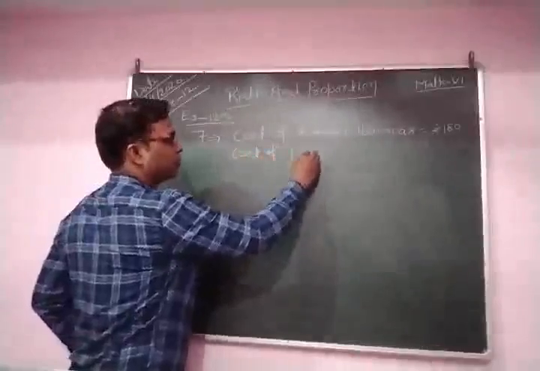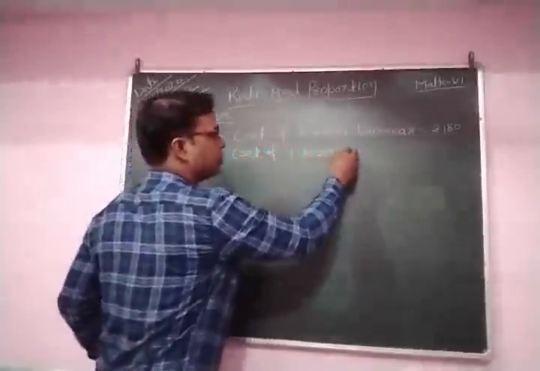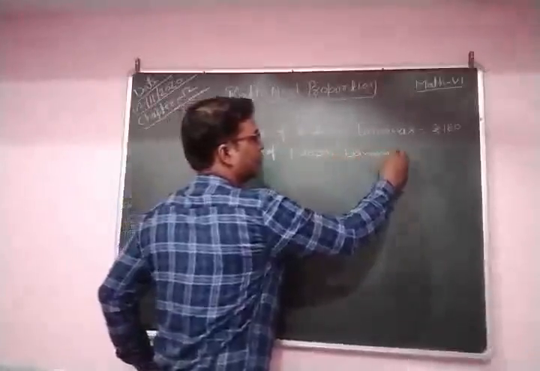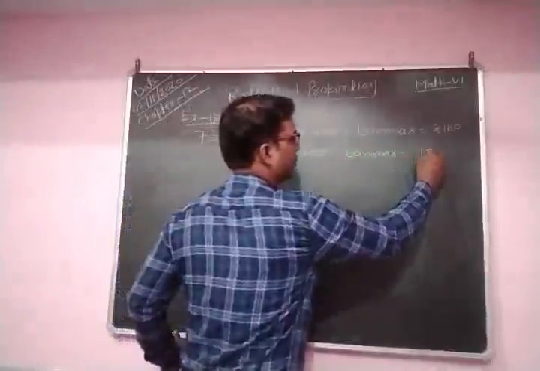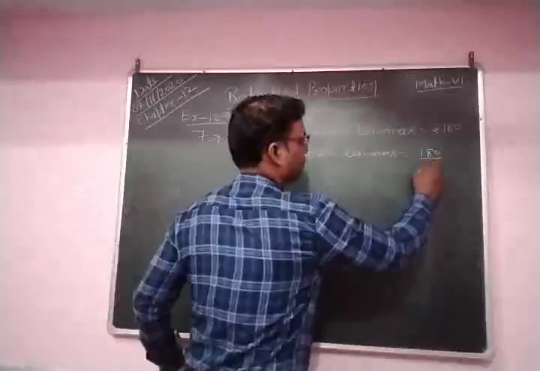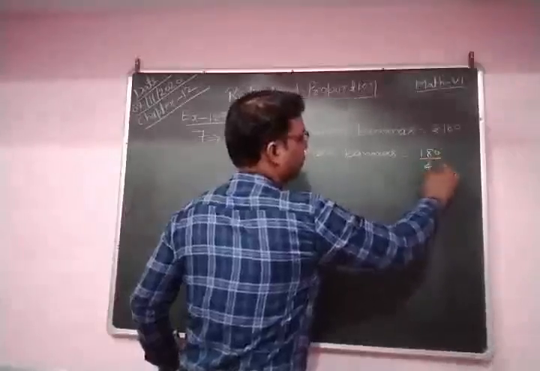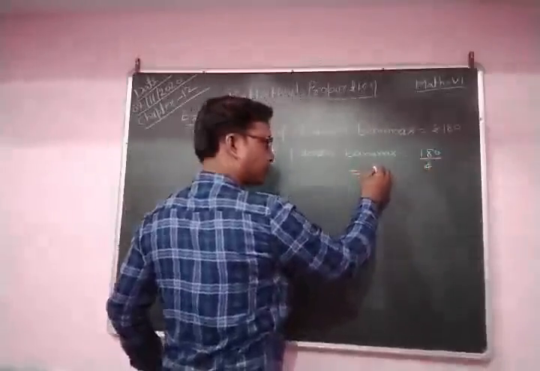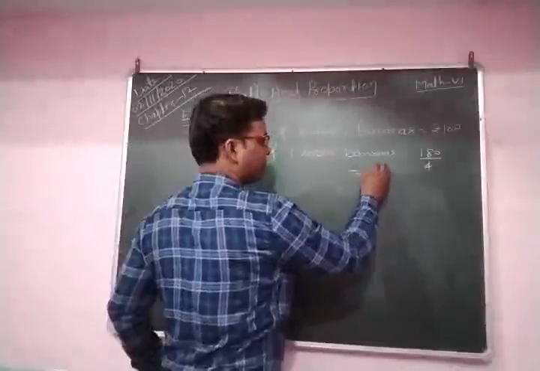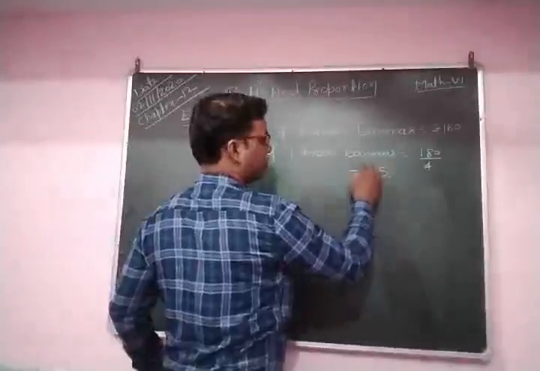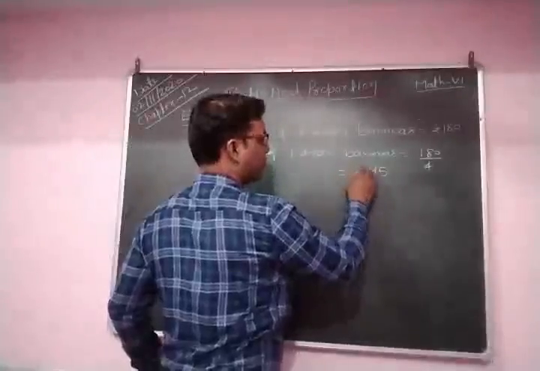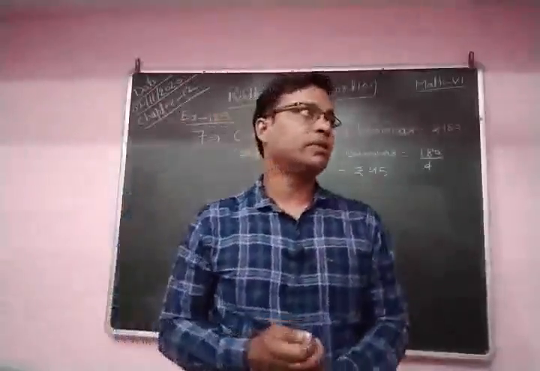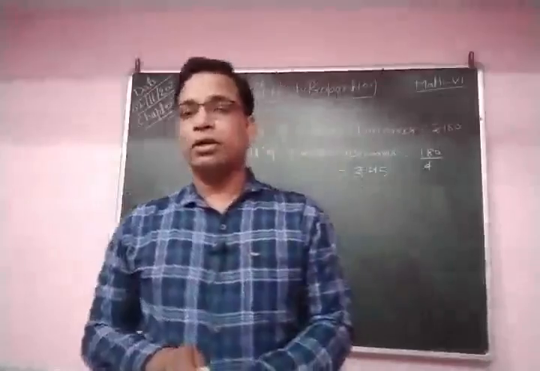Cost of 1 dozen bananas is equal to 180 by 4. Then this is equal to what? This is equal to 45. 40 rupees 45. Clear? This is equal to rupees 45. The cost of 1 dozen bananas is equal to rupees 45.